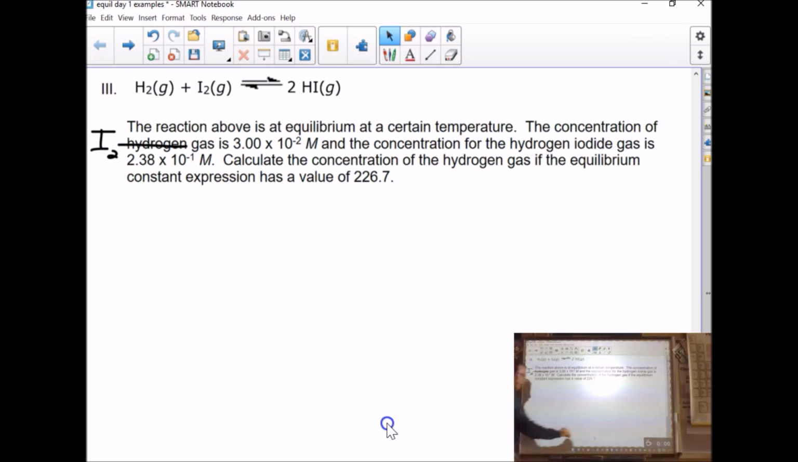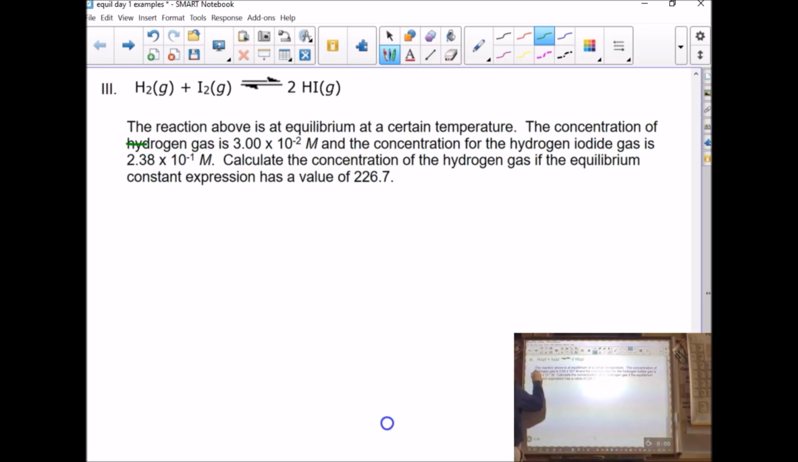All right, so the iodine gas is 3.0 times 10 to the negative 2, and the concentration of the hydrogen iodide is 2.38 times 10 to the negative 1. Calculate the concentration of the hydrogen gas if the equilibrium constant expression has a value of 226.7.